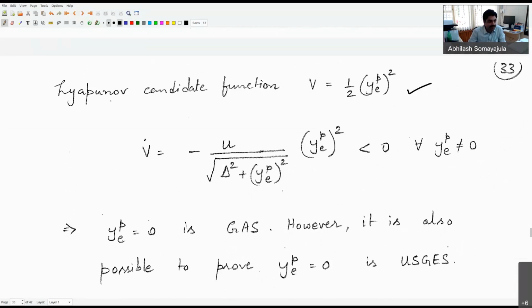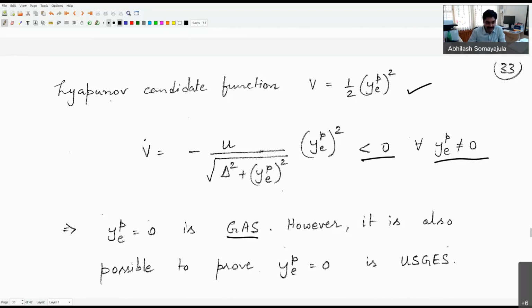Okay. All right. So if I choose a candidate Lyapunov function, 1/2 of y_pe squared, and I take a derivative of that with respect to time, we can see that this derivative will always be less than 0 for all y_pe not equal to 0. And that kind of proves that this is globally asymptotically stable.